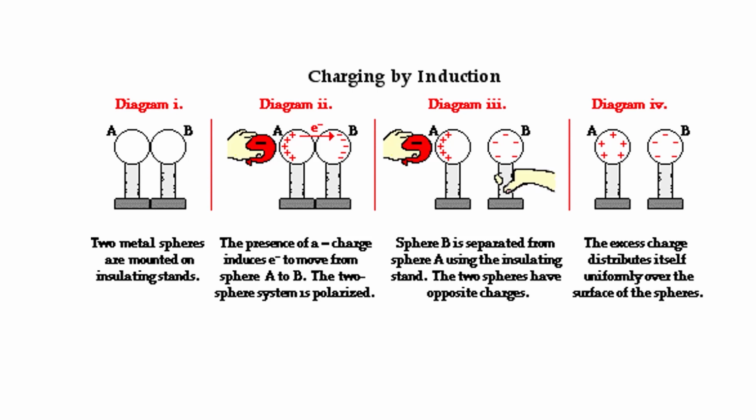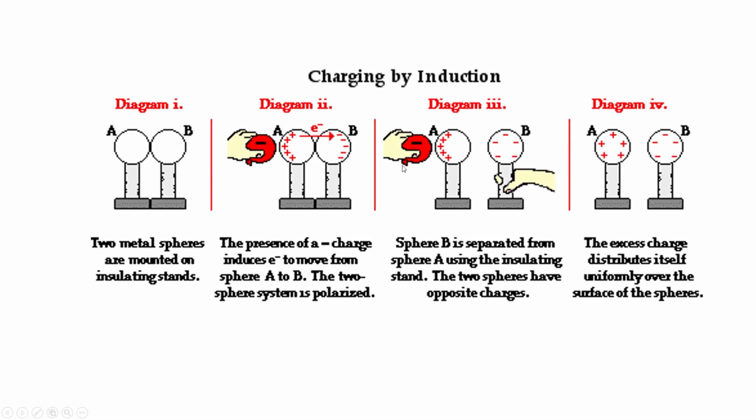So you induce charge in nearby objects, and this charging of the objects will continue in a lateral way. The presence of a charge induces electrons to move from sphere A to sphere B. The two spheres are polarized. You create poles over here, and this polarization is transferred to the next sphere. Sphere B is separated from sphere A using the insulating stand. The two spheres have opposite charges. The excess charge distributes itself uniformly over each sphere.